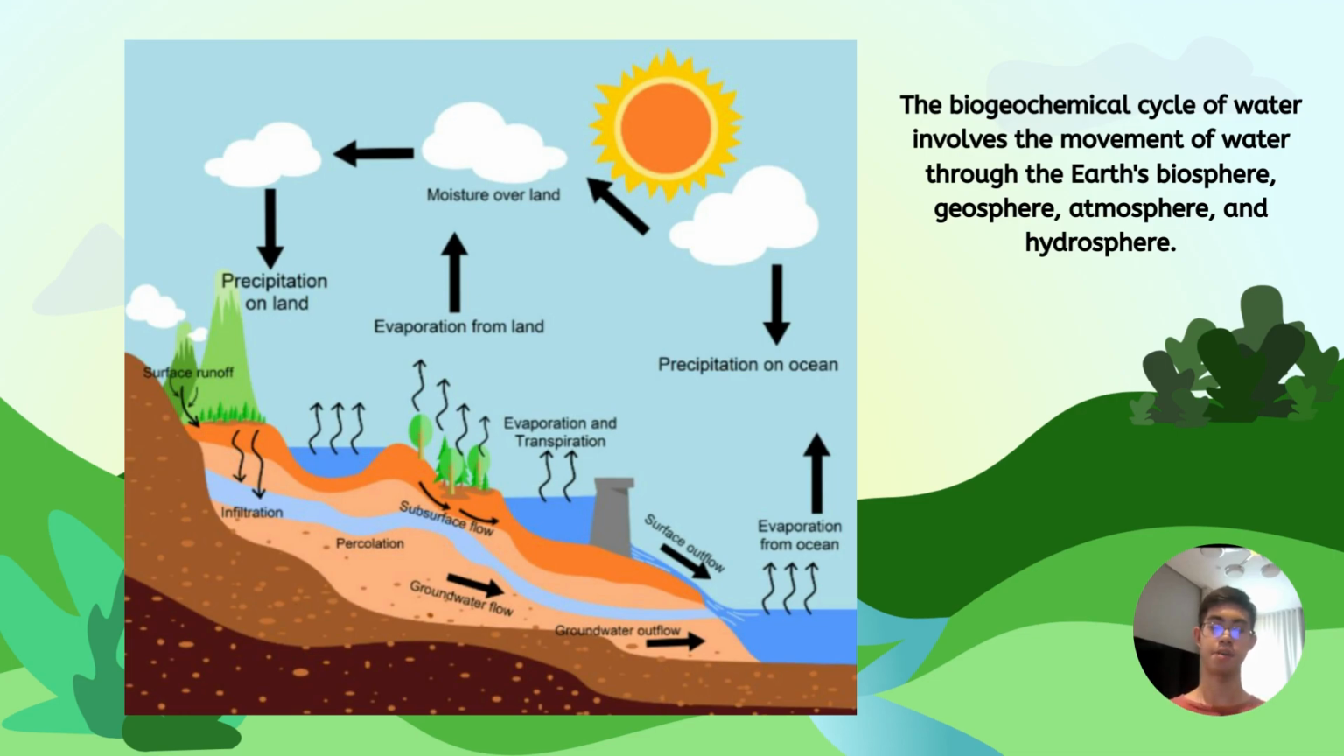The biogeochemical cycle of water involves the movement of water through the Earth's biosphere, geosphere, atmosphere, and hydrosphere that can drastically affect the temperature and weather of our world. It is a complex process that involves several important parts, those being evaporation, sublimation, transpiration, condensation, deposition, precipitation, infiltration, percolation, groundwater flow, surface runoff, and lastly, surface water flow.